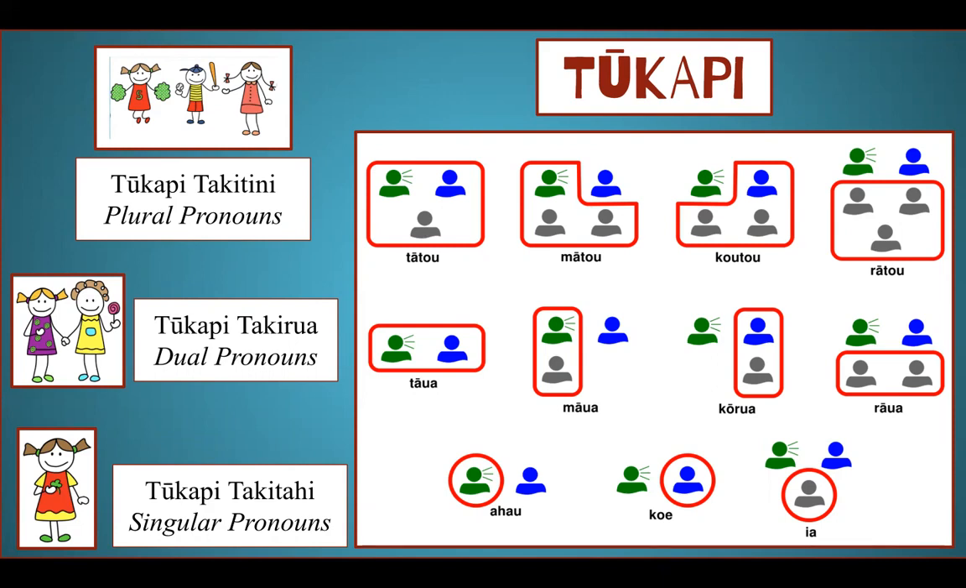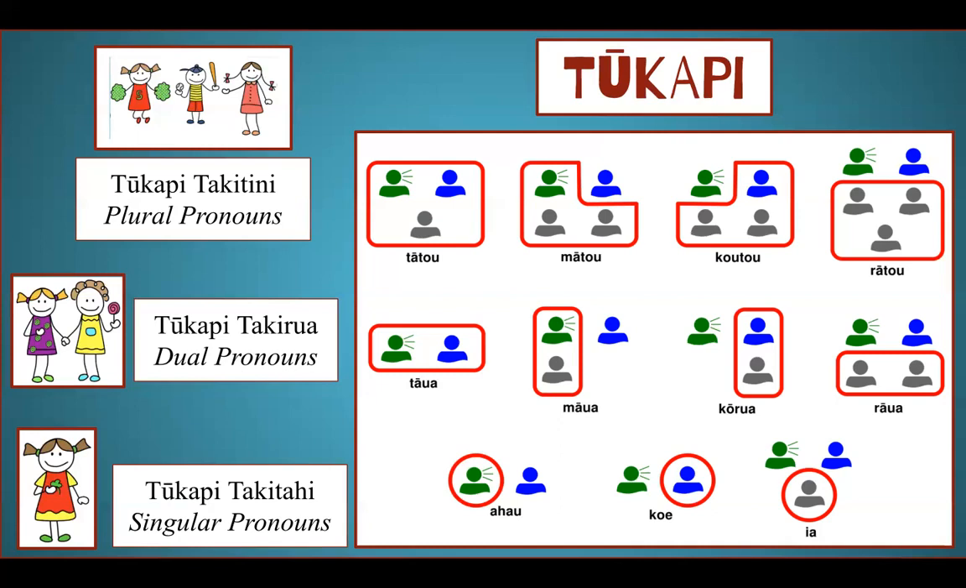In the next line up are the dual pronouns. Taua means we, as in you and I. The speaker and the listener are included in this kupu. Maua also means we, but with maua, the person being spoken to is not included. Maua means we, as in me and someone else. Kōrua means you, but when speaking to two people. And rāua means they, those two, not including the speaker or the person being spoken to.